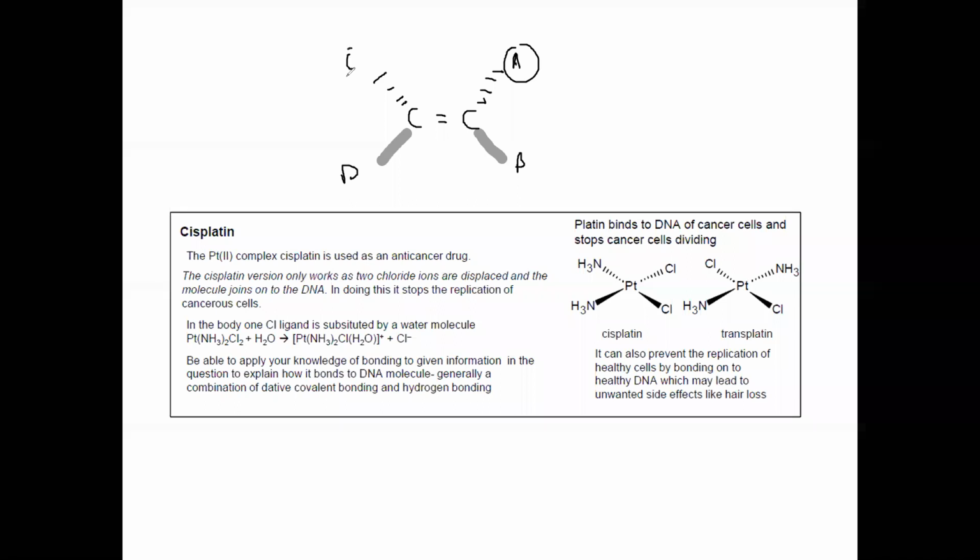C and D, we observe C is heavy. So if heavy groups are on the same side, what word will we use? We'll use the word cis. But if heavy groups are on the opposite side, then we will use the word trans.